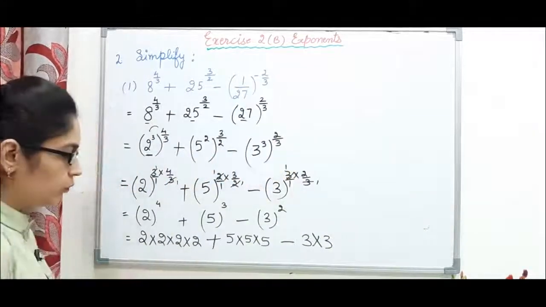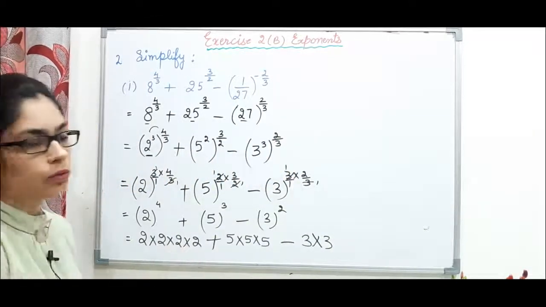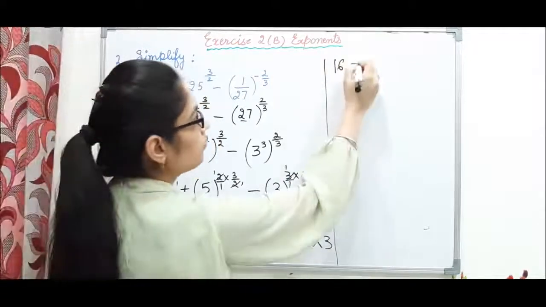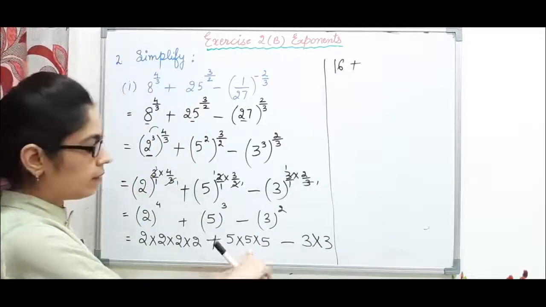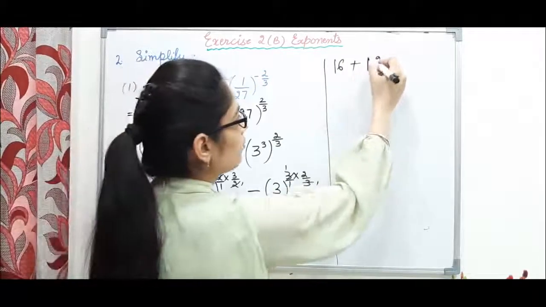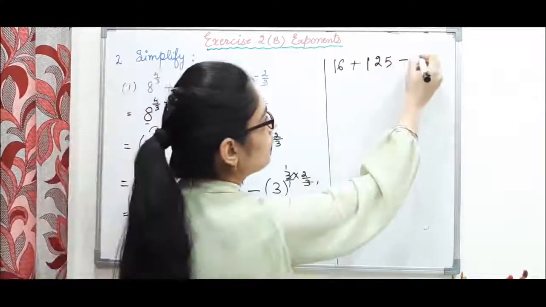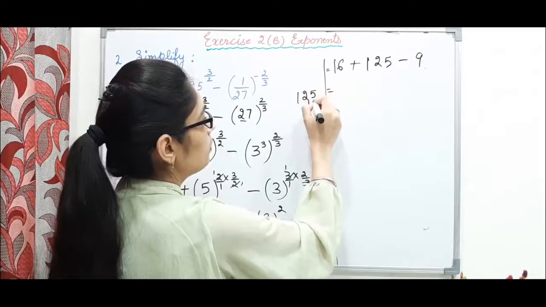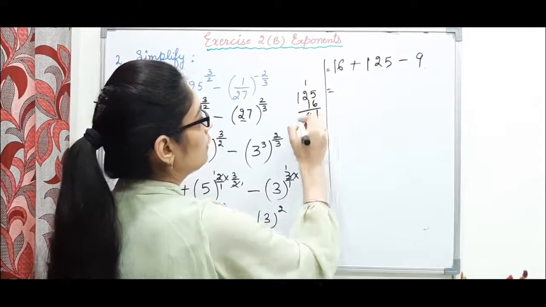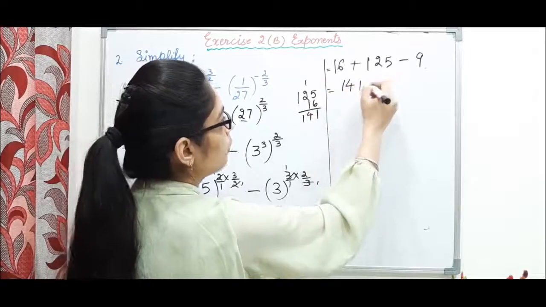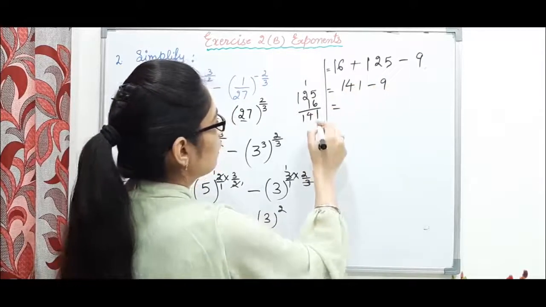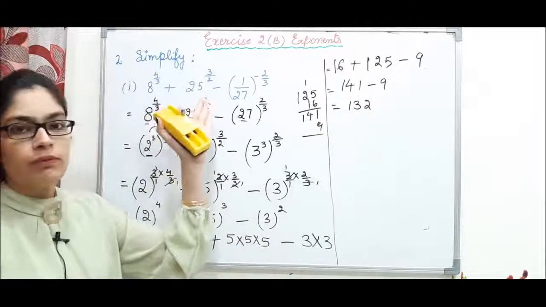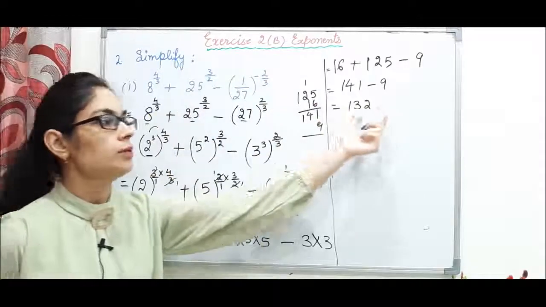2 into 2, 4, 4 into 2, 8, 8 into 2, 16, plus 5 into 5, 25, 25 into 5, 125, minus 3 into 3 is 9. So we can add these two, 16 plus 125, it's 141, 141 minus 9, so it is 132. So the simplified form of this expression is 132.